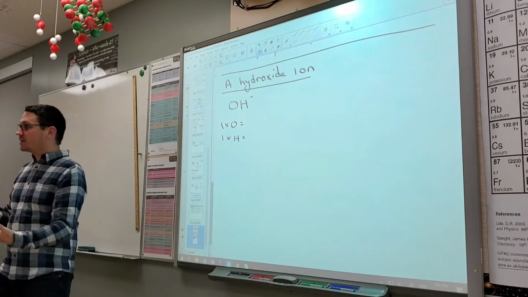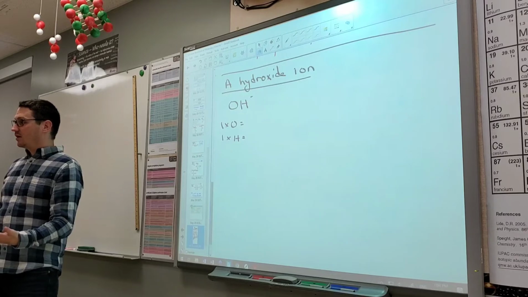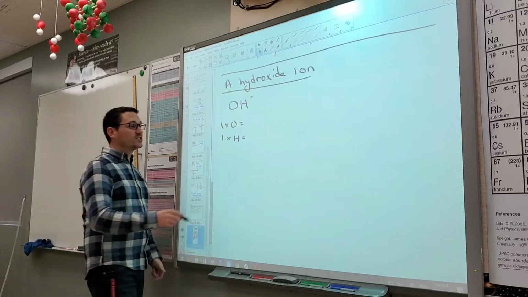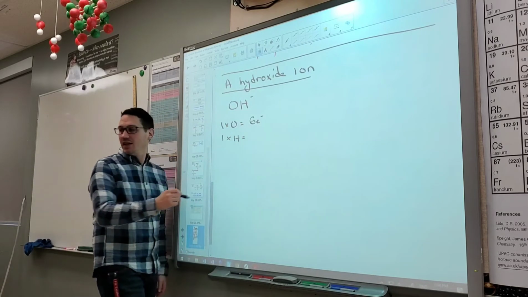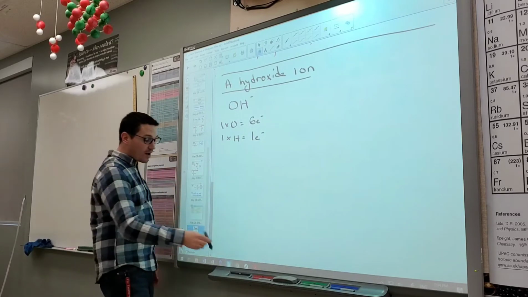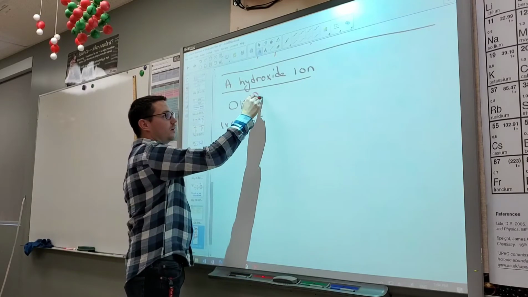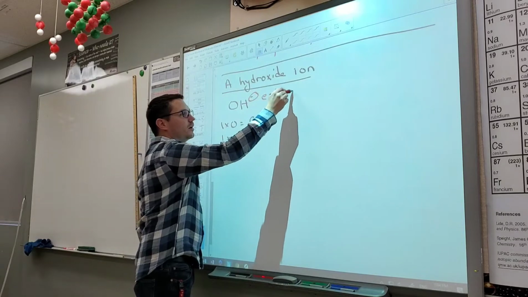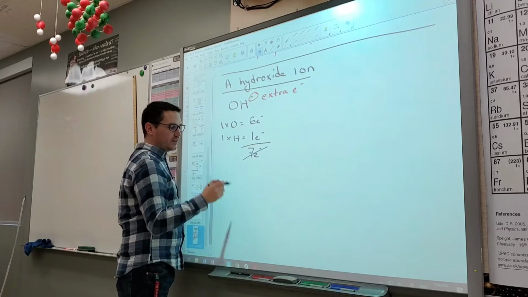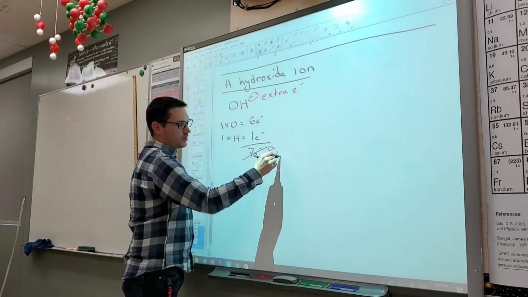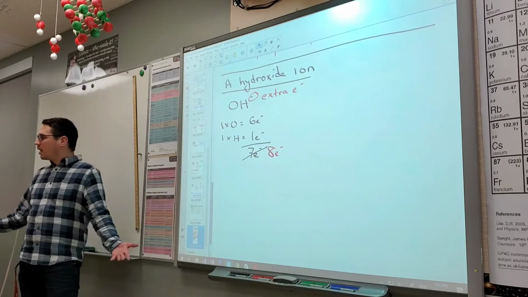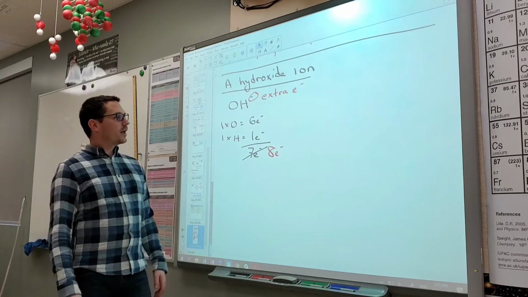What does that charge of -1 mean? Yeah, we have an extra electron, don't we? So the oxygen represents 6 electrons. The hydrogen represents 1 electron. But because of that minus sign, that's an extra electron. So instead of 7, it's 8, right? It's 8 now because of that negative charge. Okay.